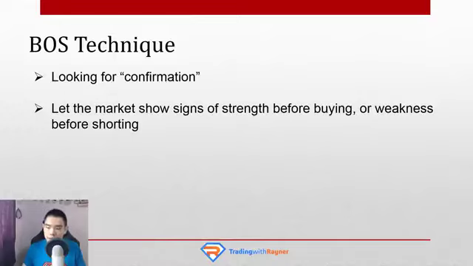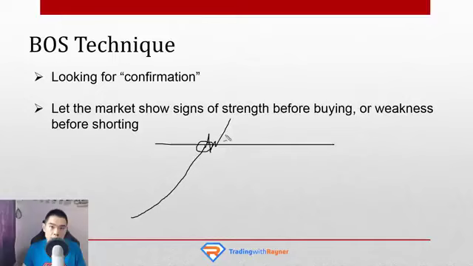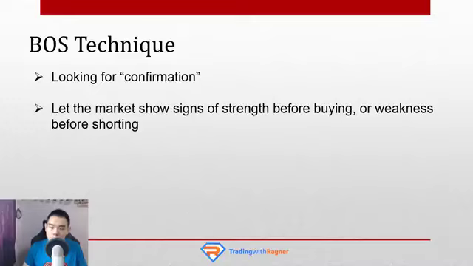So let's say the market approaches this area of resistance. You don't want to be just selling at this area of resistance because you have no idea whether it might push out higher before it reverses, or maybe it might just break out of resistance altogether. So you want to look for confirmation that the sellers are stepping in before you take a short position. One technique to share with you is what I call the break of structure technique.